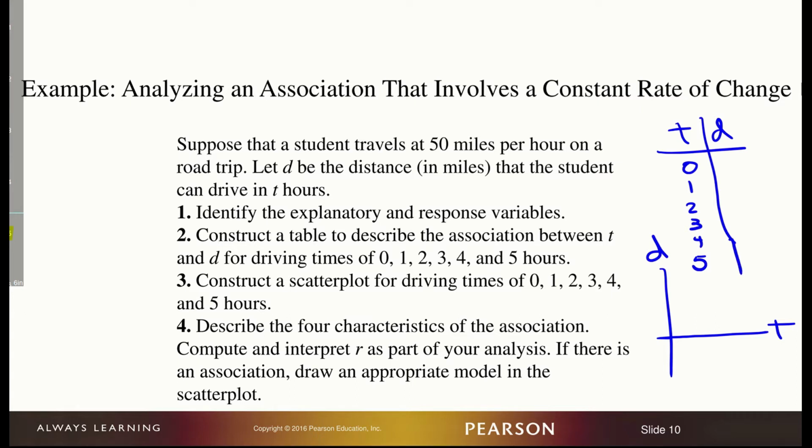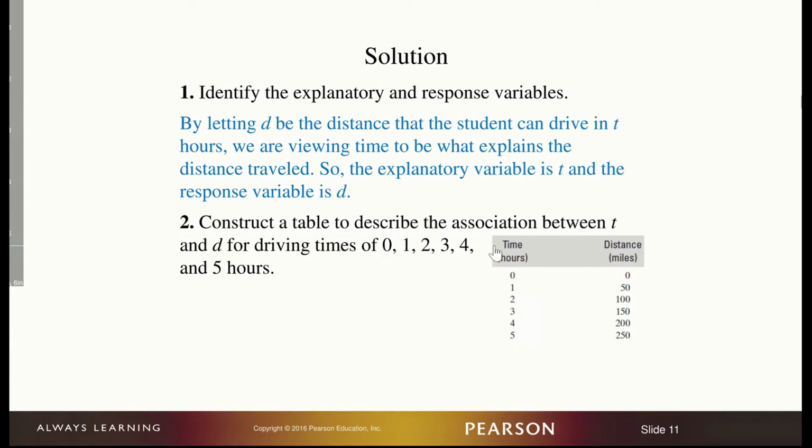Okay, it's very useful in tables like this to actually do the following. Just write the units in the heading of each column. That way you don't have to repeat the units in every row. So this one will be in miles, like that. So let's go ahead and construct that table. So as we said, time will be our explanatory variable and distance will be our response variable.